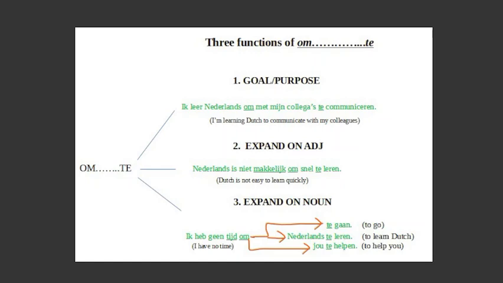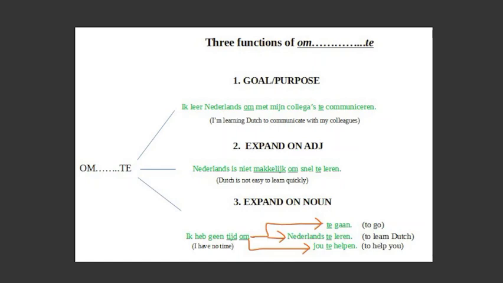The second case is where you provide more specification after mentioning an adjective. Take a look at the example sentence. If I say Nederlands is niet makkelijk, that would be a good sentence as well. But I can specify it further by saying Nederlands is niet makkelijk om snel te leren.